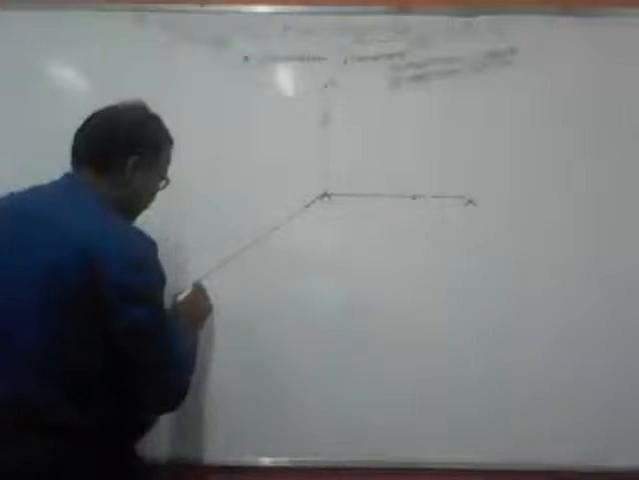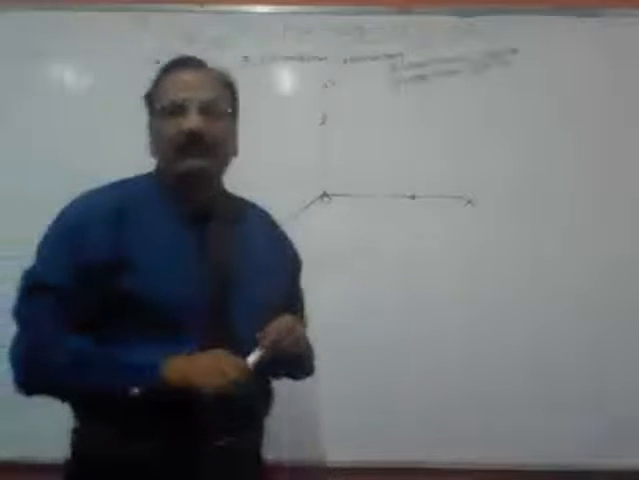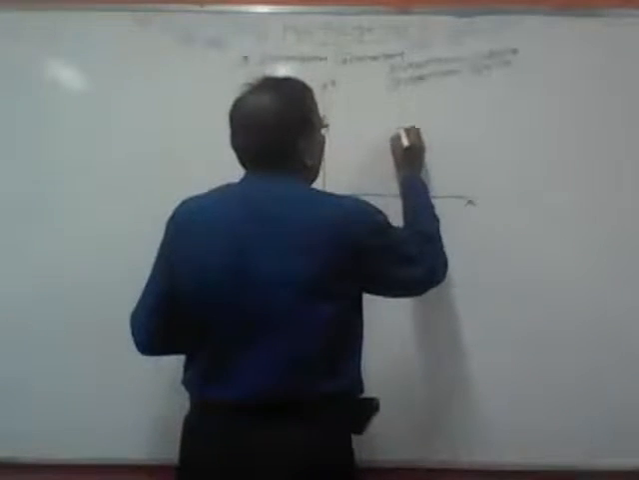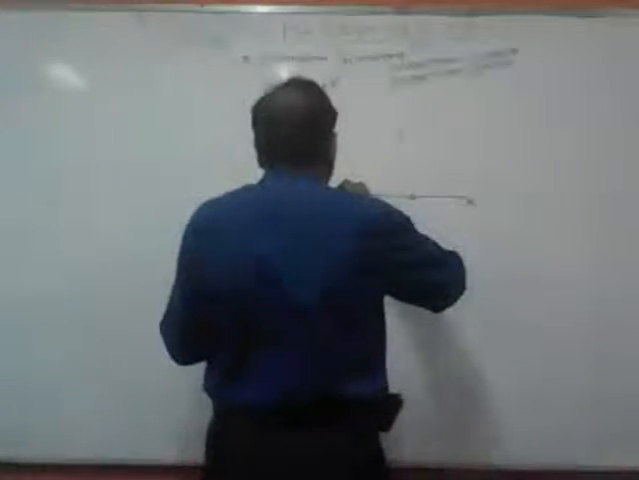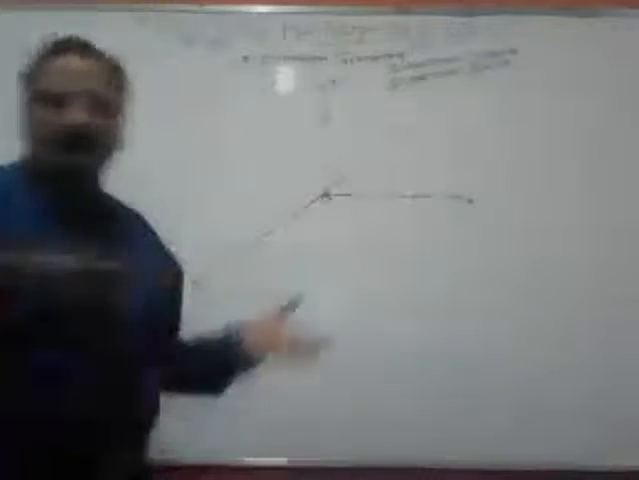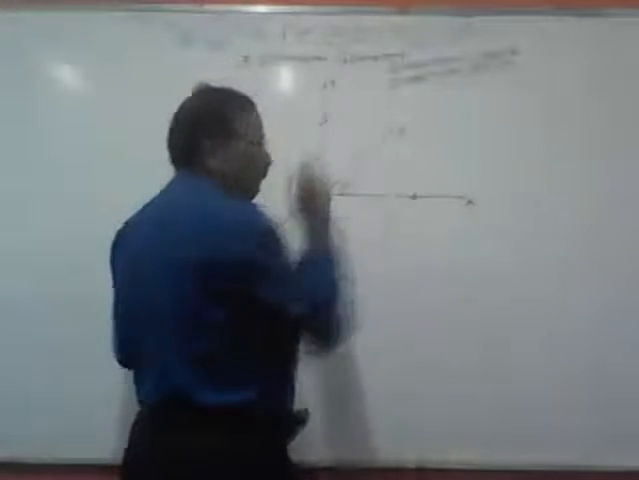X, Y, and Z axis. We are taking any point P here. Join OP. The angle that OP makes with the x-axis is denoted by alpha.